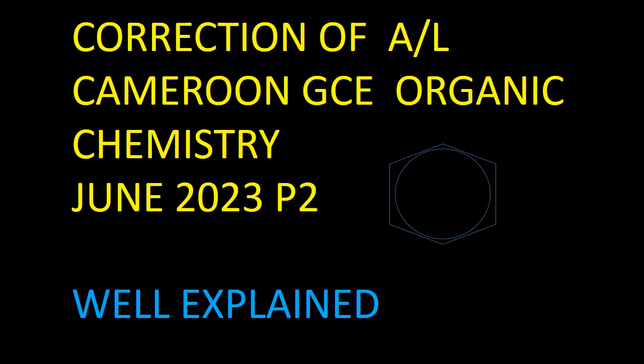In this video, friends, we shall be looking at the correction of the A-level GCE organic chemistry, the June 2023 Paper 2, A-level chemistry. So friends, stay tuned and please watch the video from start to finish, because at the end of this video you shall be able to walk into that exam hall and give those examiners the marking guide as far as organic chemistry is concerned.